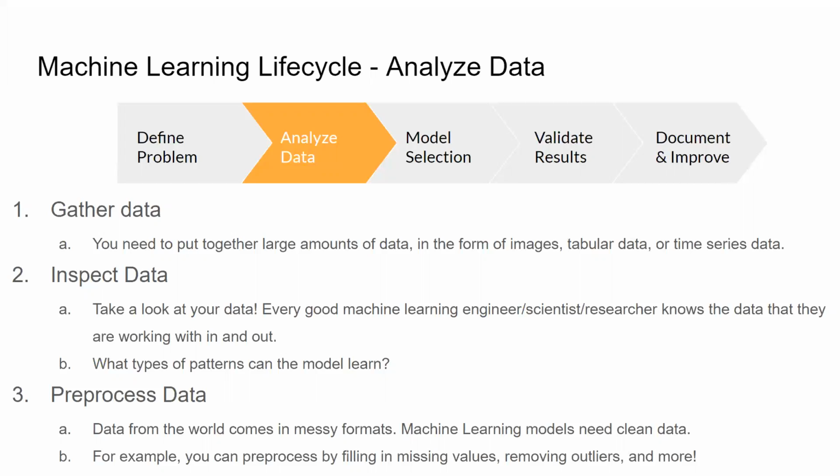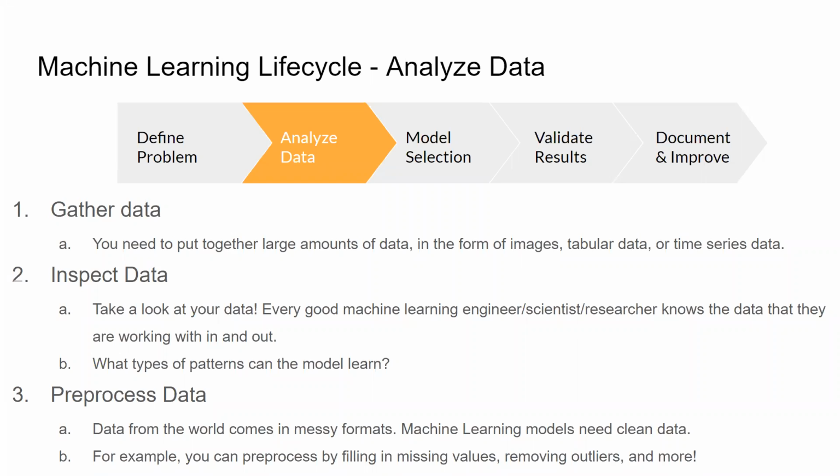And the third step is to pre-process your data. So data in the world comes in a lot of messy formats. So it might have missing values. It might have outliers in the data, or honestly, several other problems.